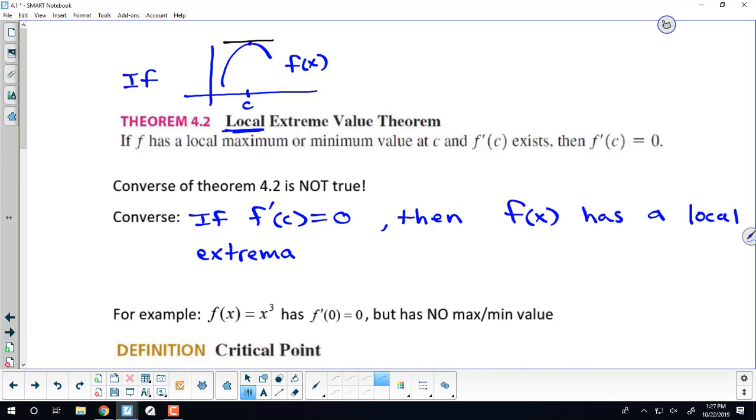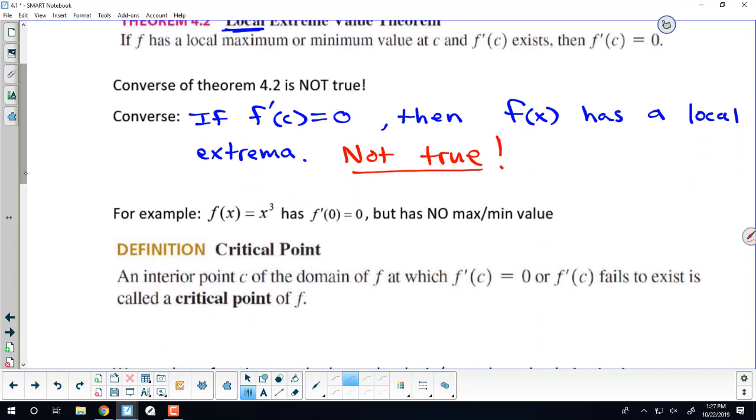So this statement here is not true. We should say that if the derivative is 0 and exists, but the main idea is just because you have a location where your derivative is 0 doesn't mean you have a local max or a local min there. And to support that the converse is not true, the function x cubed has a first derivative that's 0 when x is 0, but there is no maximum or a minimum value there.